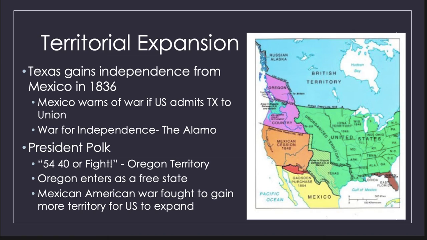Oregon is going to enter as a free state, meaning that there is no slavery in that territory. Now, once we get the Mexican cession from the Mexican American War, this territory in the orange here, the question then becomes, what kind of states do those enter the Union as? Are they going to be free without slavery, or are they going to be slave with slavery?